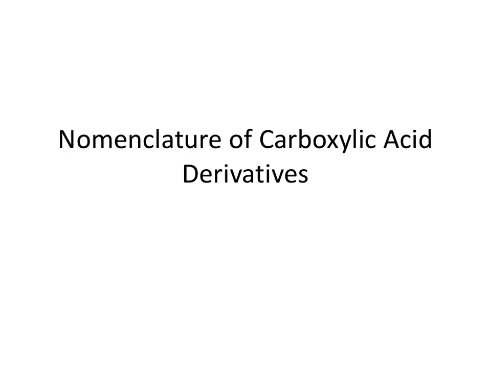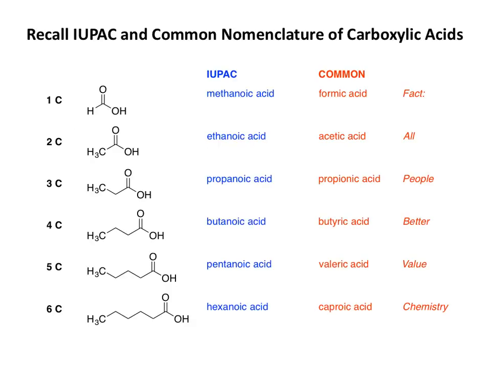One of the first things we're going to do is learn to name the carboxylic acid derivatives. What we're going to find is that the carboxylic acid derivatives are all named off of the carboxylic acid base names. So just for example, I have this chart here that has carboxylic acids with 1 through 6 carbons. We have the IUPAC name, like methanoic acid, ethanoic acid, and so forth. And then we also learned the common names for the carboxylic acids, formic acid all the way to caproic acid.